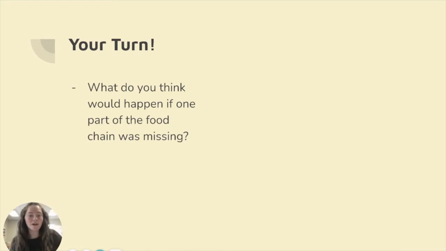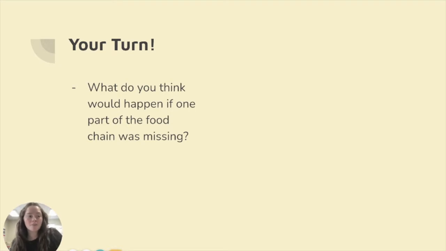All right, so now we have another question for you guys, and that is, what do you think would happen if one part of the food chain was missing? So if there were no predators to catch the prey or no prey for the predators to catch, how would that affect the ecosystem they fall into? We'll give you guys some time if you want to pause the video, and then we will share some of the examples that we thought of.